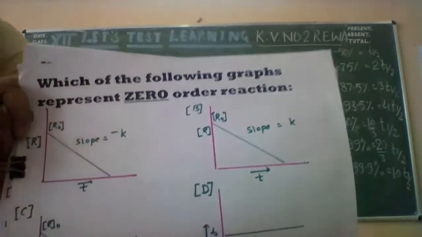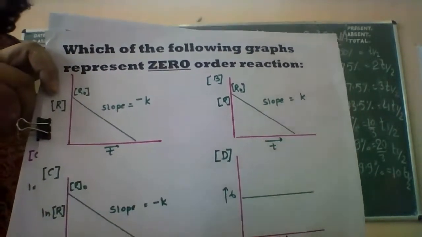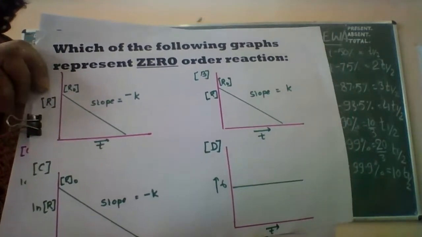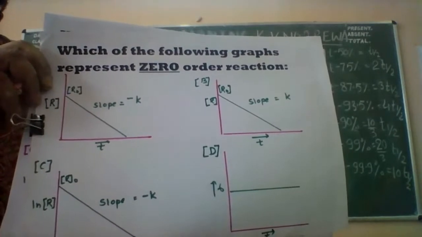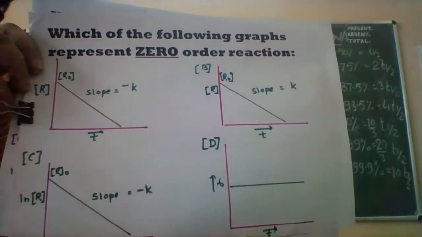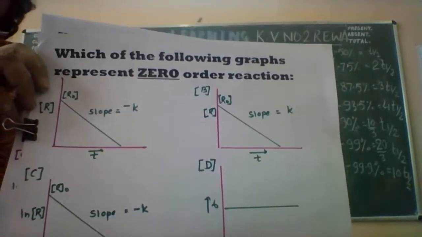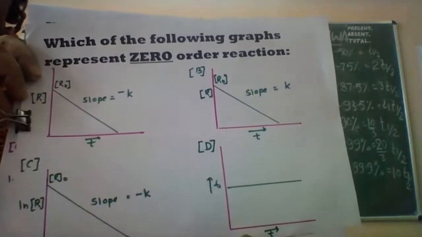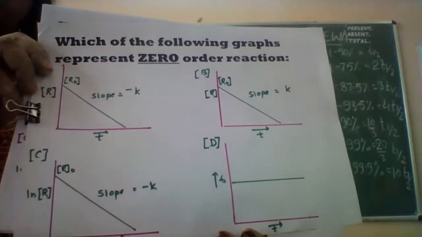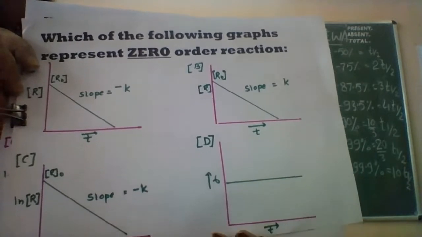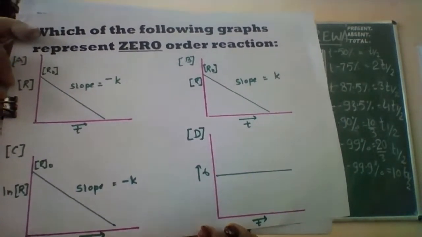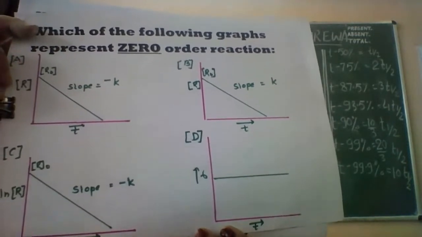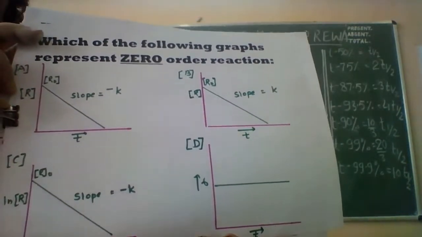Here are the 4 different graphs, and you have to identify how many of these graphs represent the zero order reaction. Dear students, more than one answer may be right. It is not like choose one correct answer. Here 4 choices are there. How many as you feel, you just write the answer.